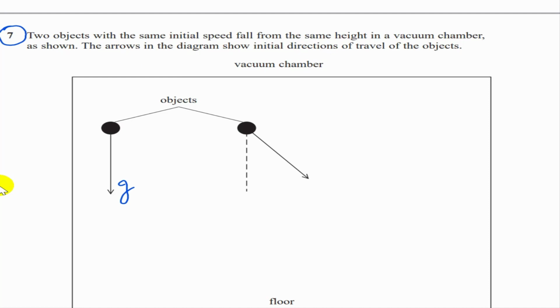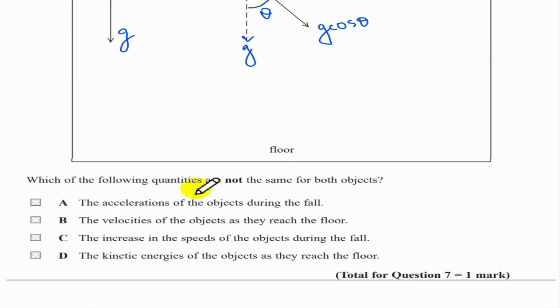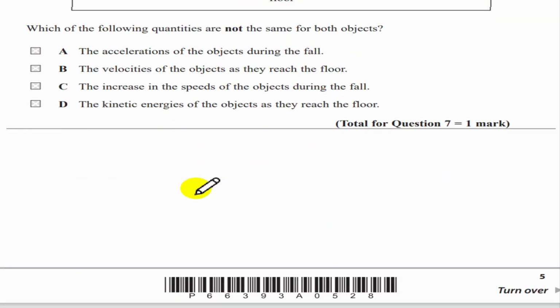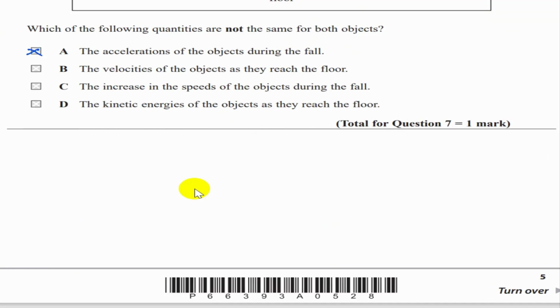Here, for the first object, the acceleration is g, and initial speed is 0. Both objects have the same initial speed, u equal to 0, and acceleration always acts vertically downwards. There is an angle, so g cos theta is the acceleration for the second object. So which of the following quantities are not the same for both objects? Here the acceleration of the object during the fall is not the same. So correct answer is A here. Total for question 7 equal to 1 mark.